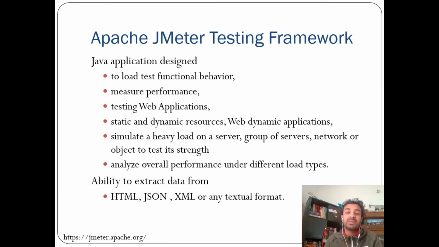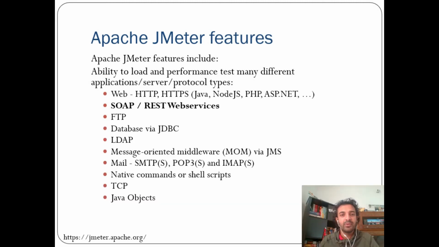And this is done with the ability of reading and parsing HTML, JSON, XML, and other textual formats. So JMeter is able to parse and analyze HTML, JSON, and XML type of things. These are the features provided by JMeter. What are the features provided by JMeter?